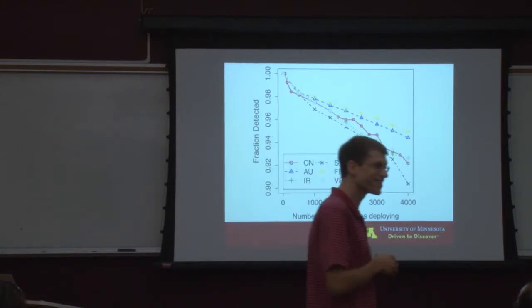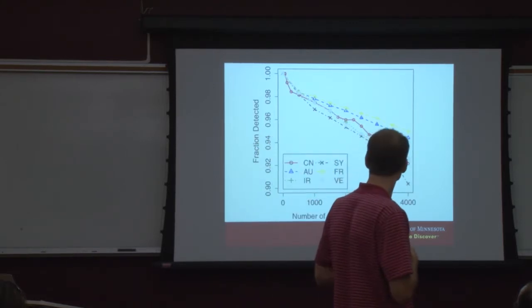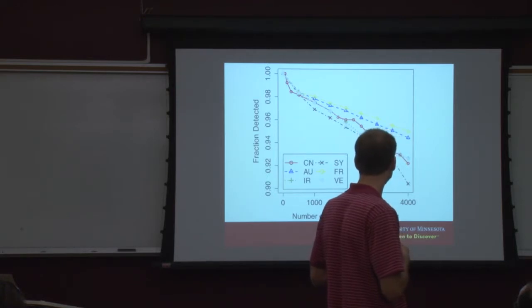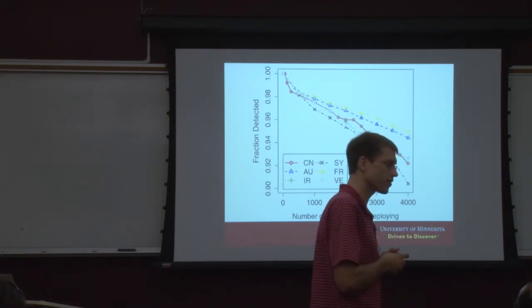Okay. 1,000 decoy routers compared to how many ASes? So there are, I believe, 40,000 ASes roughly.